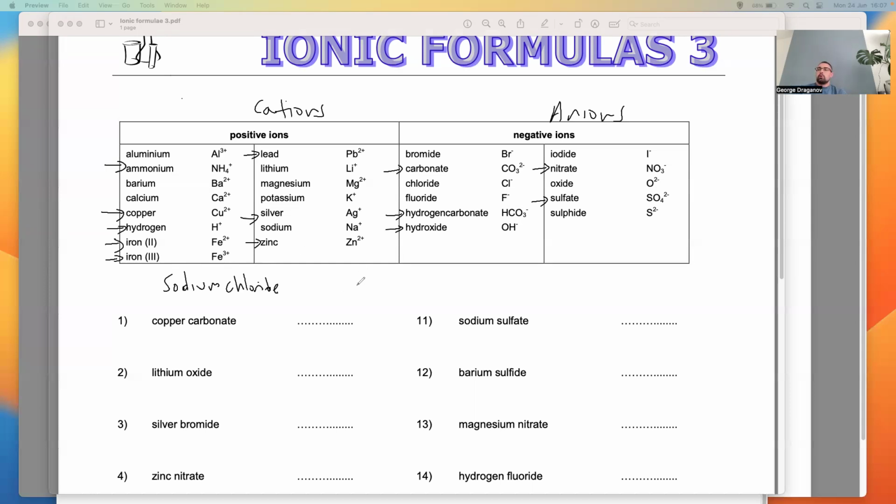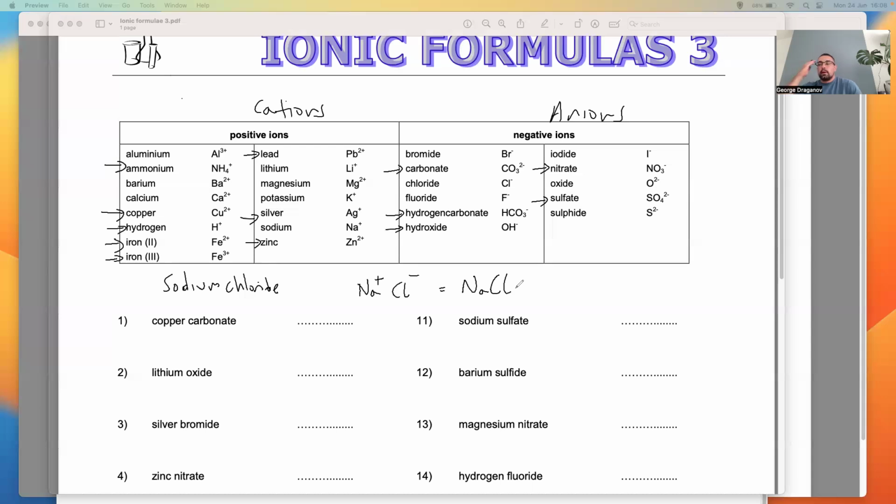I'm going to show you something called the crossover method. So sodium is Na. It is in group 1, so it's +1. So you don't need to put the 1. Chloride is in group 7, so it's -1. The aim is to make a compound that's neutral. So how many of these do I need to make it add up to 0? Well, they can react in a 1-to-1 ratio, which means just NaCl. That is called an ionic formula.